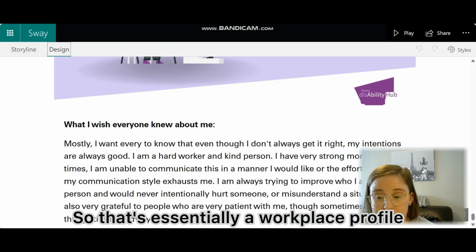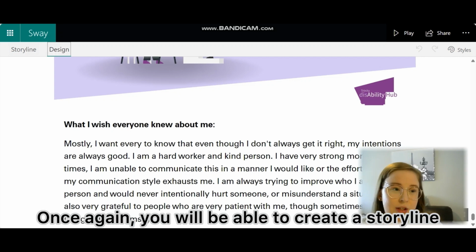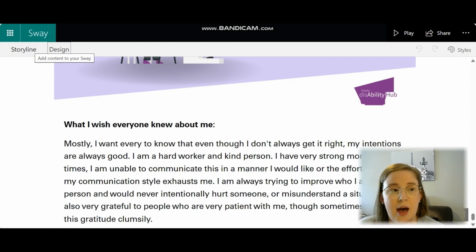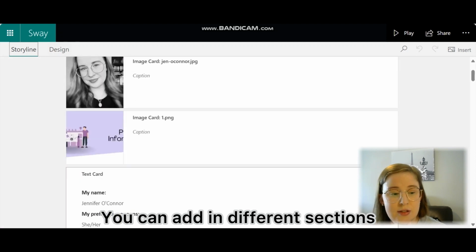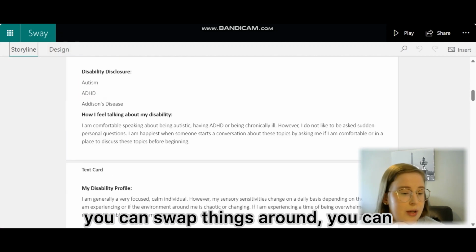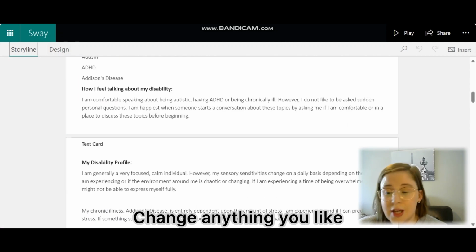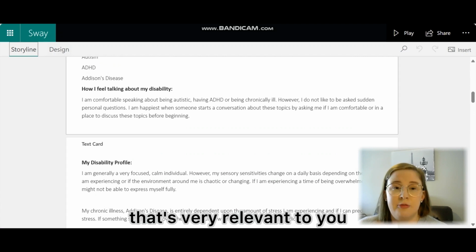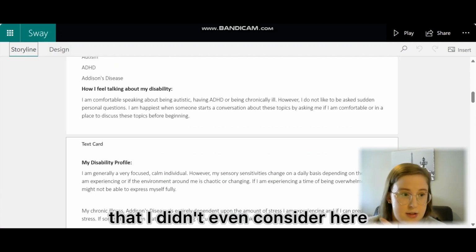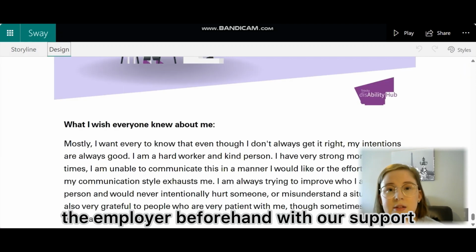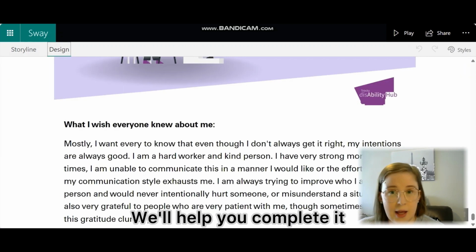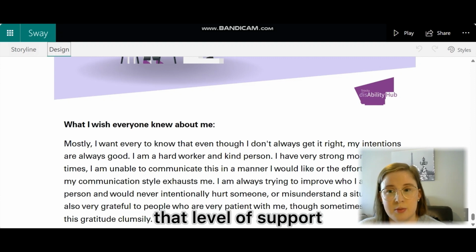So that's essentially a workplace profile. Once again, you will be able to create a storyline when the template is shared with you, and we're happy to support you in this. You can add in different sections, you can swap things around, you can change anything you like. Maybe there's something that's very relevant to you that I didn't even consider here. And then you will be able to share this with the employer beforehand. With our support, we'll help you complete it if you would like that level of support.